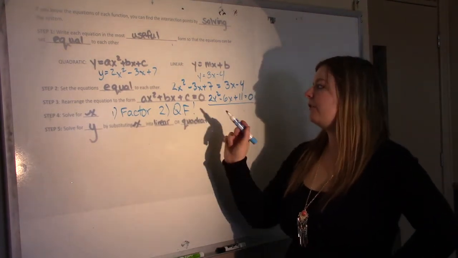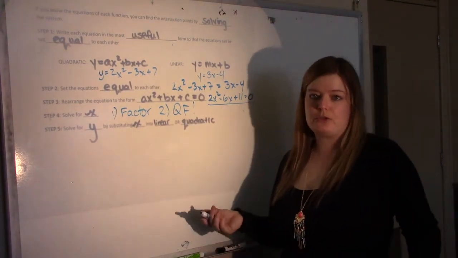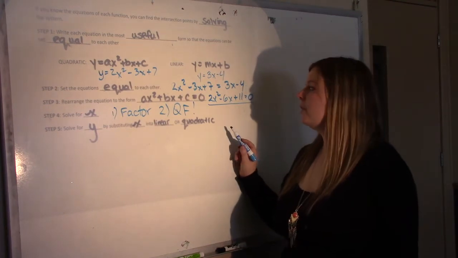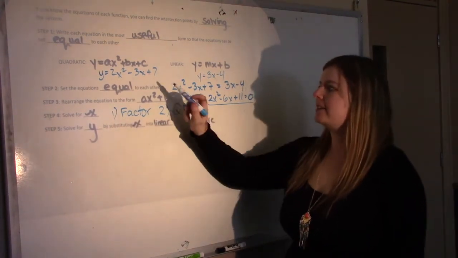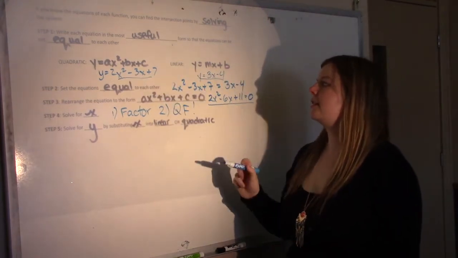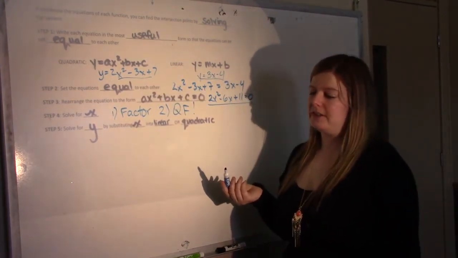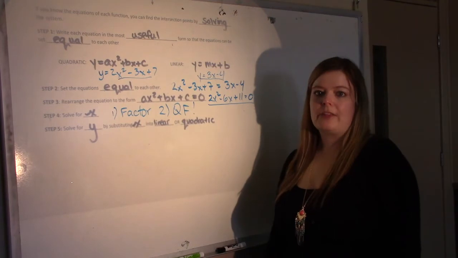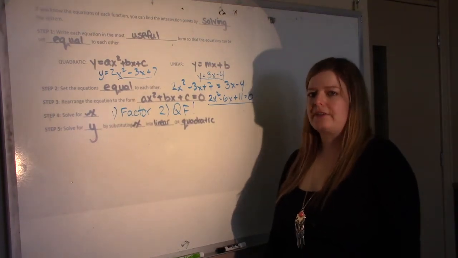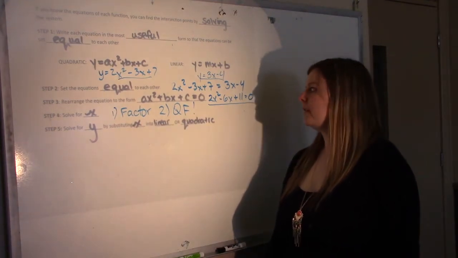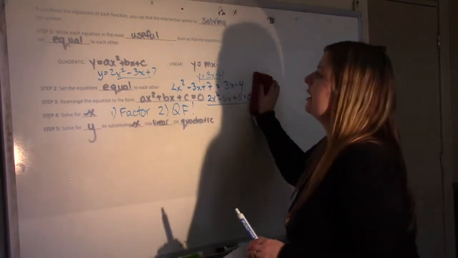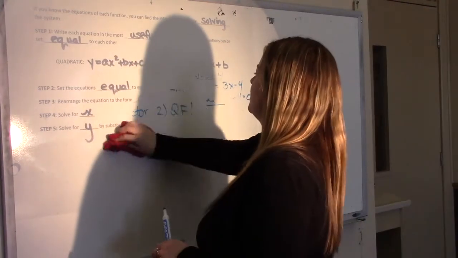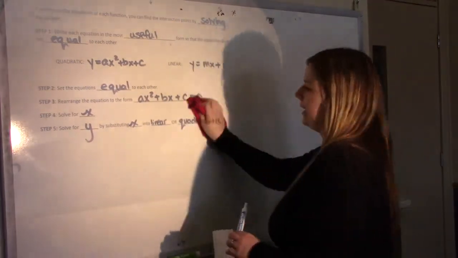And then you can solve, if you need your y values, which you don't always need, but if you do need them, once you have your 1 or 2 x values, you can put them back into either of these equations. Linear one's easier, obviously, and find the y value that corresponds to that x value. So there you have it. So let's actually put this into practice. Now we have 3 examples.